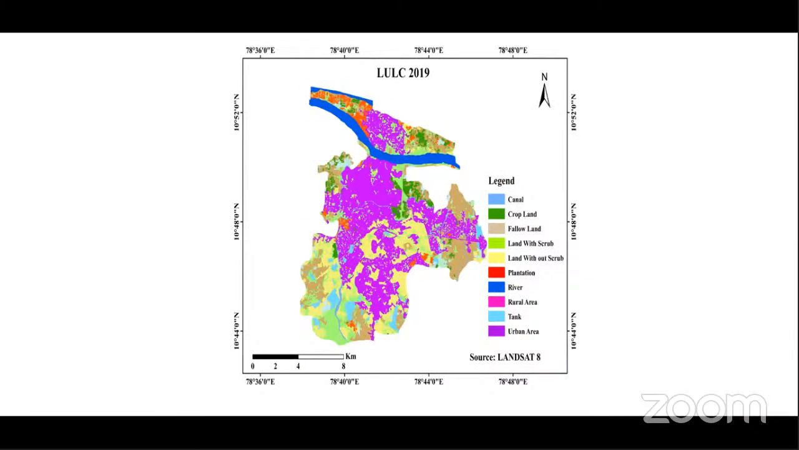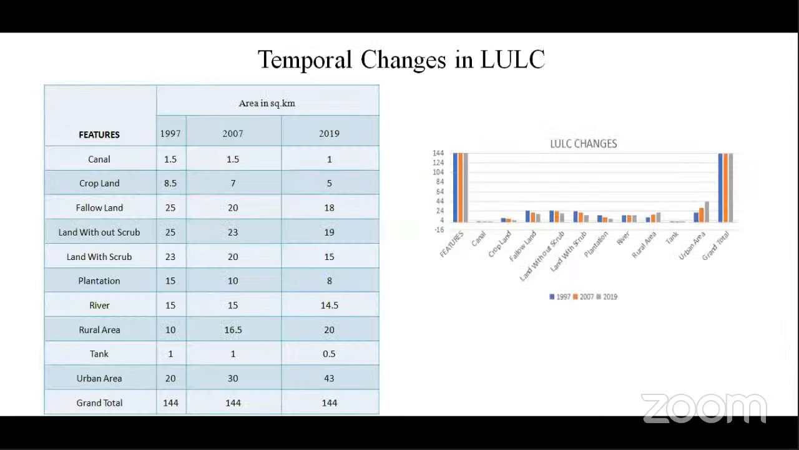Then LULC for 2019. There is a tremendous increase in urban area as you can see here, and very little crop land, as built-up land has increased and natural vegetation has been converted into settlements and more industries, as you can see in this map. Then these are the temporal changes in LULC, a total of 144 square kilometers, and the respective features of LULC with their area in square kilometers are given in this table as well as in the bar graph. The area was calculated in the field calculator using QGIS.